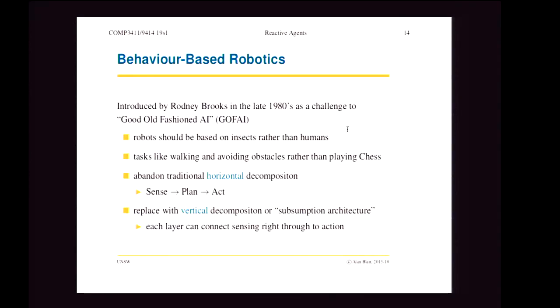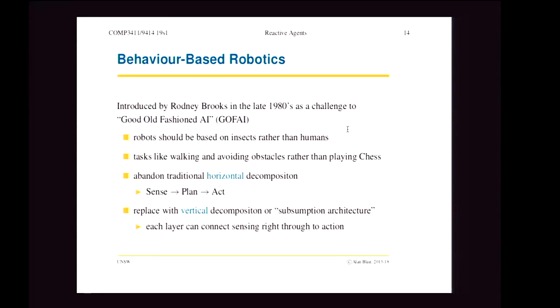So now I've got to use this as a segue into behavior-based robotics. This was Rodney Brooks, who was originally from Adelaide, but he worked at MIT for a long time as the head of their AI lab. And in the late 1980s, he wrote a series of essays with titles like Intelligence Without Reason. He was pushing the idea that we should pay more attention to these reactive agents.